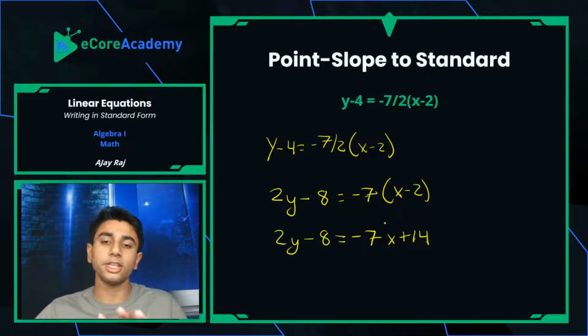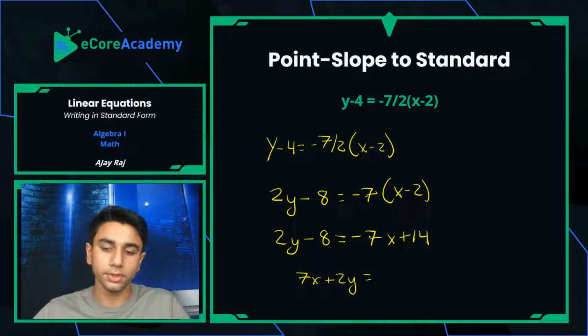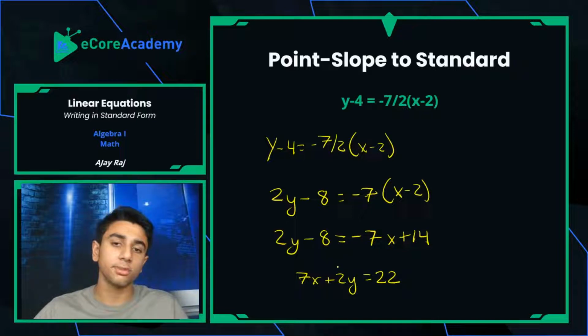And then, of course, we want to always keep our x and our y, our ax and our by, on one side, and then our constant on the other side. So we're going to move negative 7x to the left-hand side, and then we're going to move negative 8 to the right-hand side. So 7x plus 2y is what remains on the left-hand side. And that will equal, we're going to add 8 to both sides of this equation, and 14 plus 8 is 22. So 7x plus 2y equals 22. Our a value is going to be 7, our b value is going to be 2, and our c value is 22.